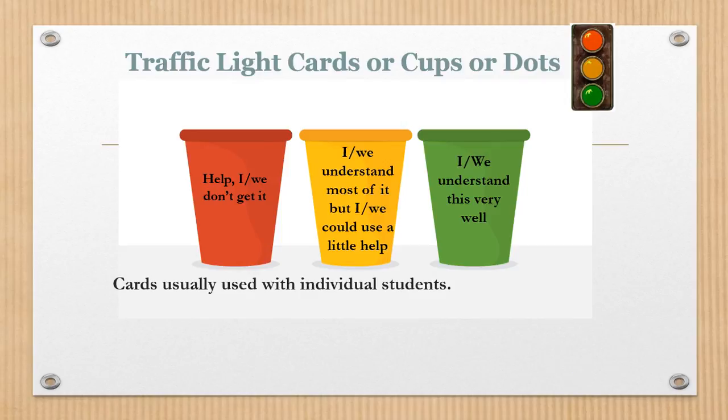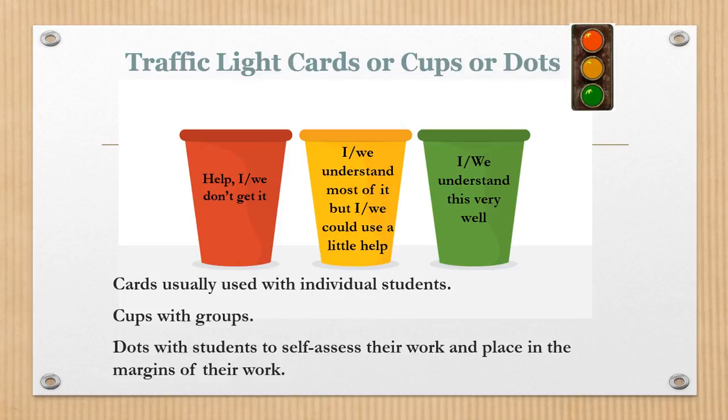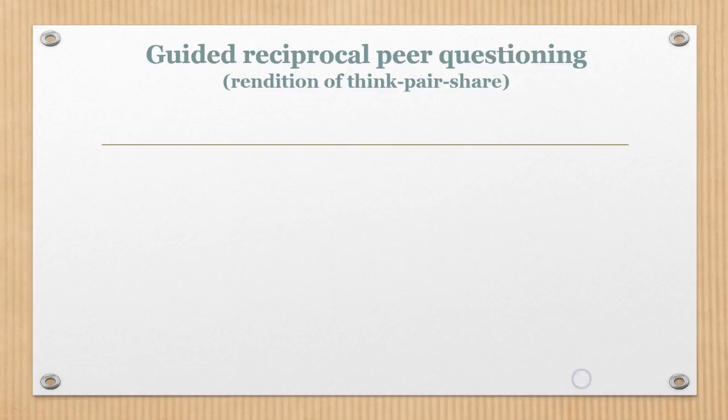Generally, cards are usually used with individual students, that they would hold up a red card, a yellow card, or a green card. Cups are used with groups, and the dots with students to self-assess their work and place in the margins of their work. So again, to give you some sense of how they're feeling, how comfortable they're feeling with the content.